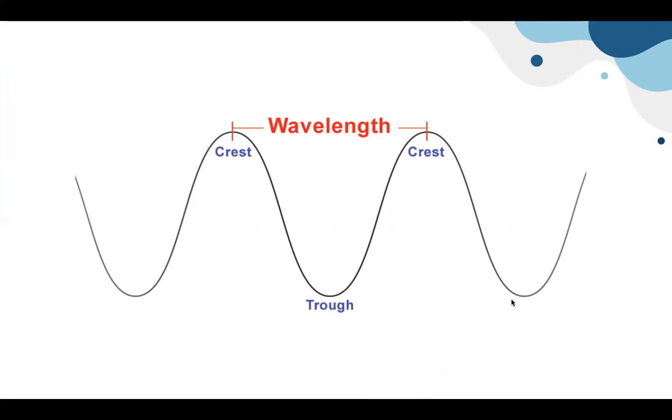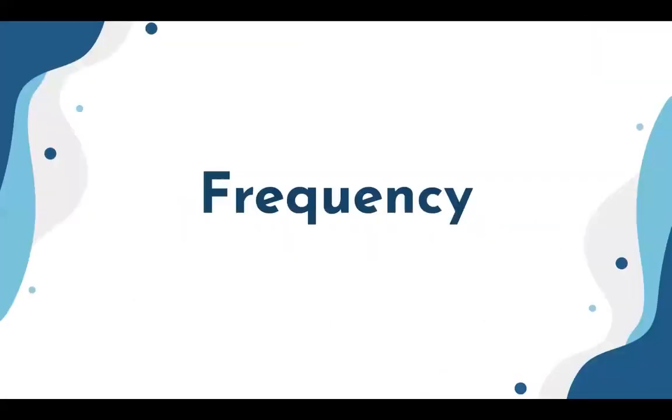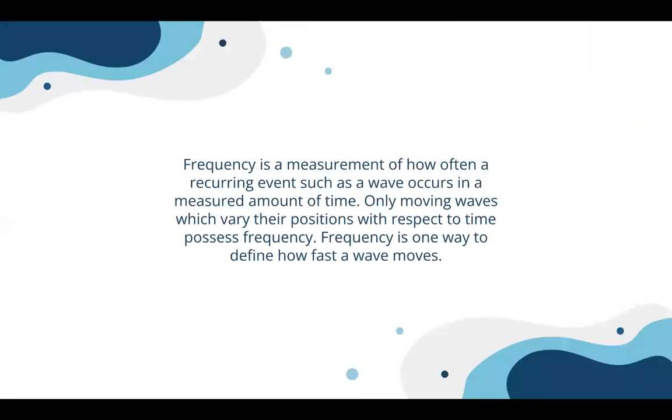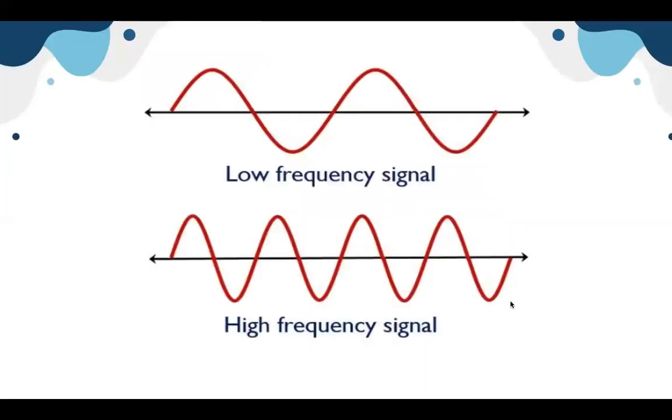And another thing that is important to know about waves is its frequency. Frequency is a measurement of how often a wave occurs in a measured amount of time. Only moving waves which vary their positions with respect to time possess frequency. And frequency is one way to define how fast a wave moves.